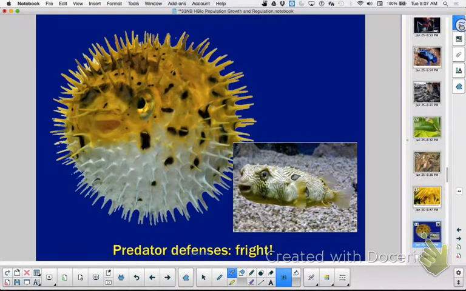Pufferfish. His anti-predator defense is fright. I have a pufferfish right here, hanging from the ceiling. So he's just trying to be, I'm cool, I'm just chilling here, but if something comes up on him, poof, right? And so he tries to frighten you away by puffing up big like that.